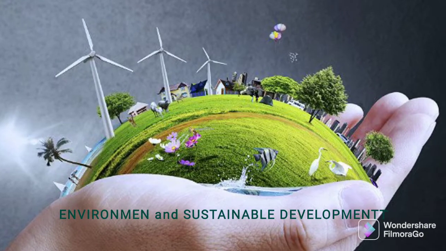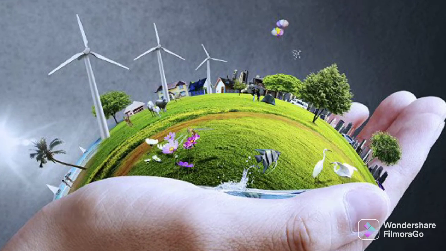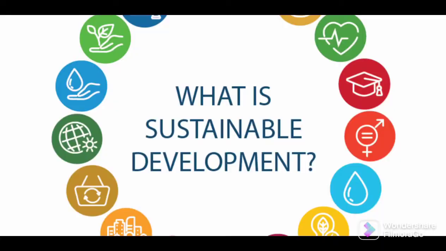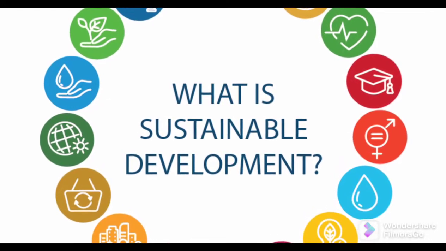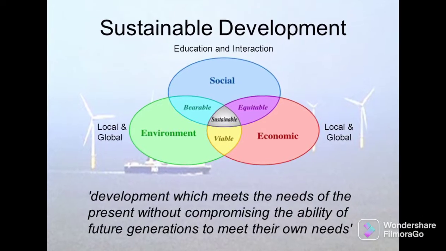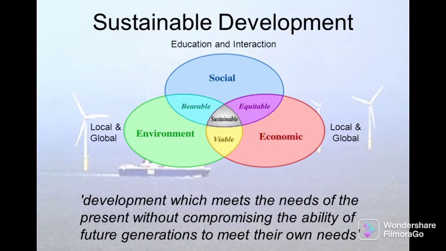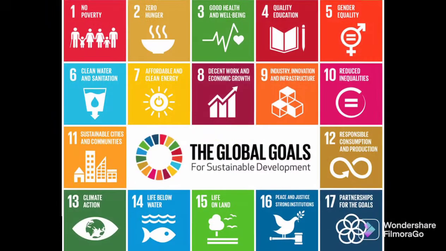Environment and sustainable development. How do you define sustainable development? What is sustainable development? Sustainable development is development that meets the needs of the present without compromising the ability of future generations to meet their own needs.